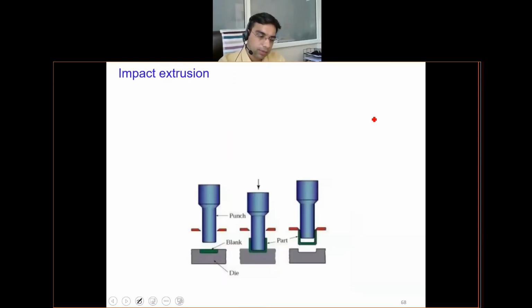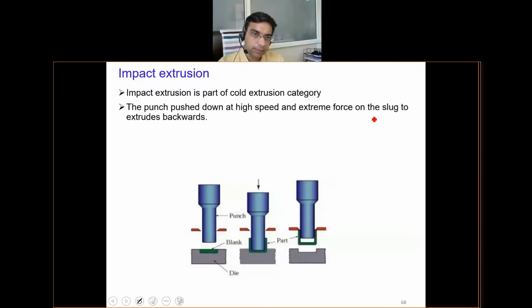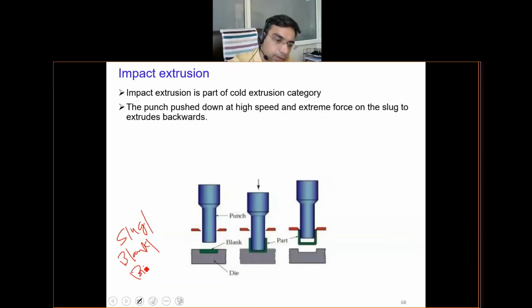Next, we discuss impact extrusion. Impact extrusion is a cold extrusion process in which the punch is pushed at a high speed and extreme force to the slug. The slug, blank, billet, workpiece all mean the same. With the changing name of the process, the terminology for this thing changes, so please don't get confused. Slug here means the workpiece itself.